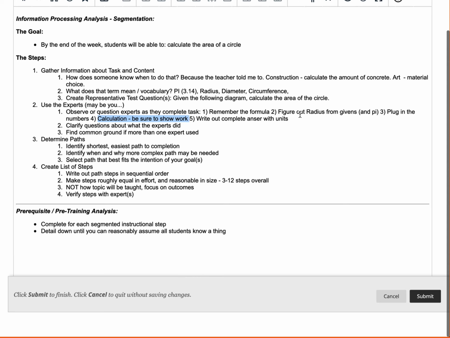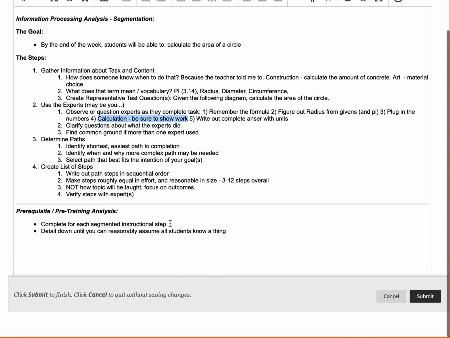But in any case, if they're going to make the calculation come out with the right number, knowing the order of operations is something they have to know how to do already. Or as I said, a number of students will start by multiplying the pi times the radius and then squaring that instead of radius squared times pi.